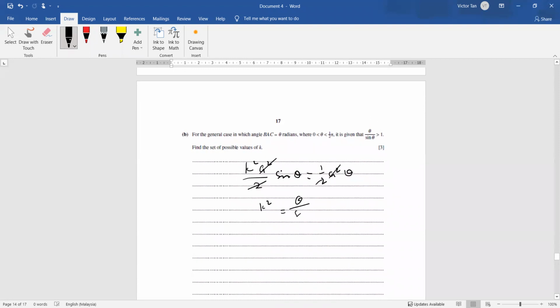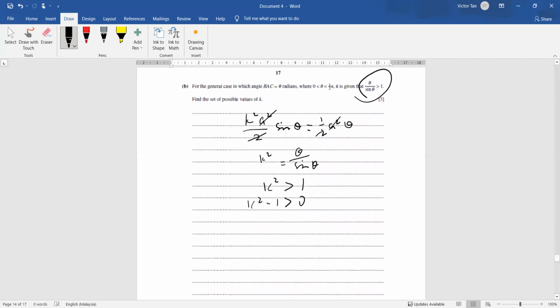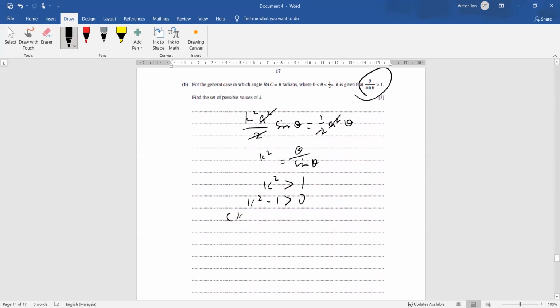Theta over sine theta. Now you're given theta over sine theta is more than 1. So K square is more than 1. K square minus 1 more than 0. This becomes a quadratic inequality. K minus 1, K plus 1. Again, this is beyond the 2 roots: smaller than minus 1, larger than 1. That's the solution.